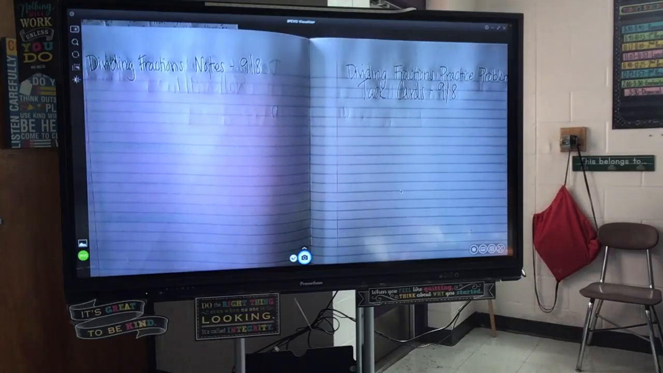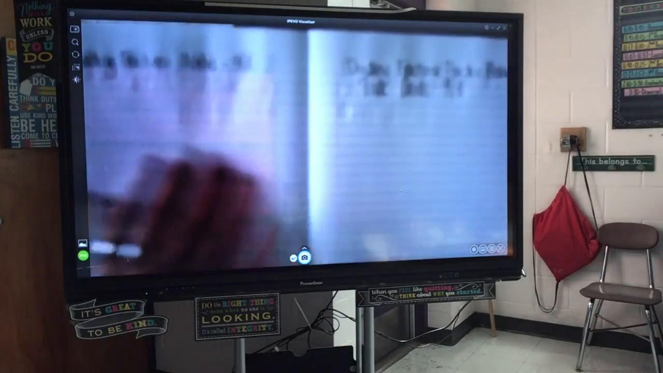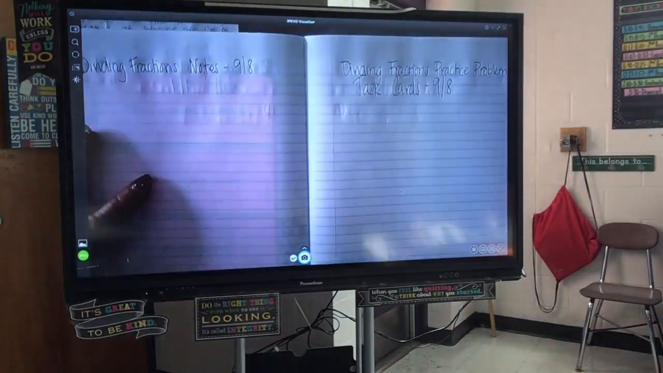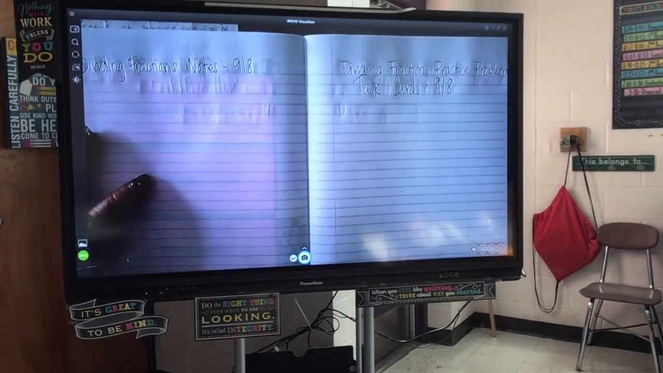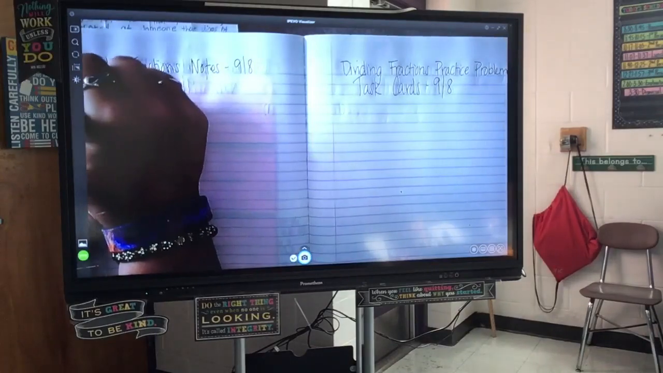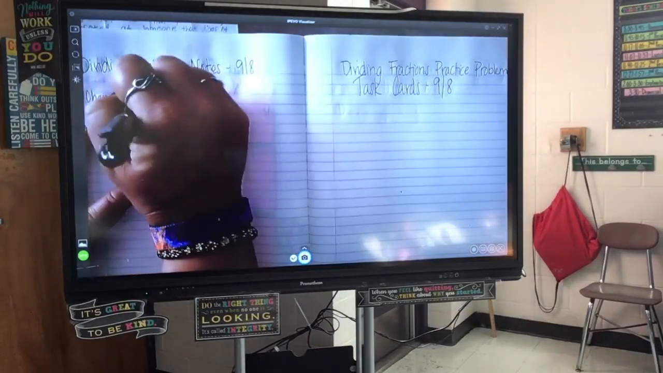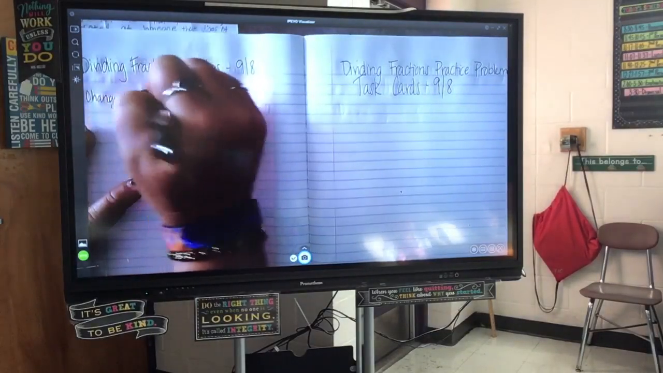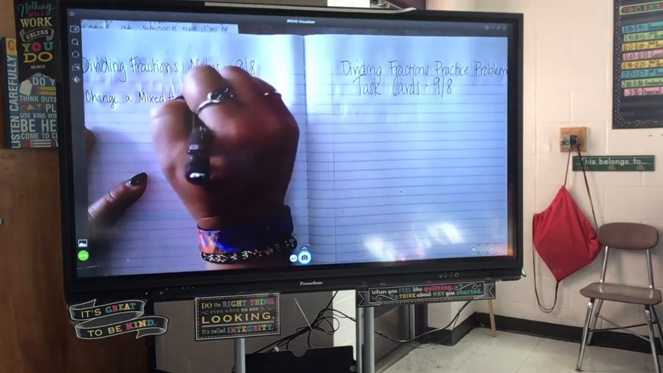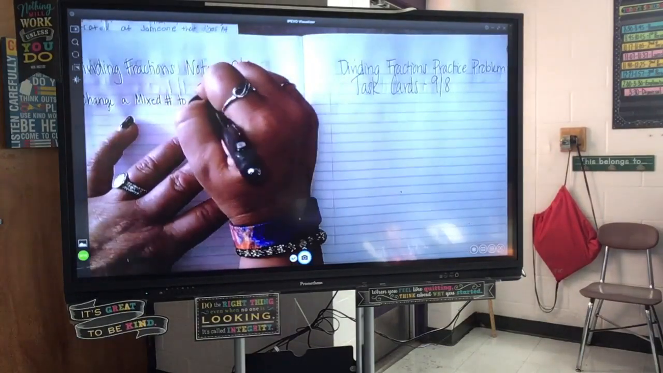Oh, Lord, children. All right, so the biggest thing that we need to remember when we are dividing fractions is that you cannot divide mixed numbers or whole numbers by a fraction. So to start with, we are going to take notes, refresh our brains on how to change a mixed number to an improper fraction.